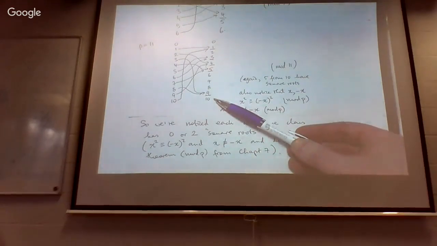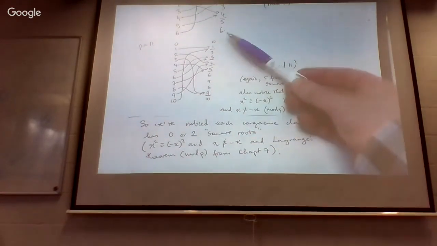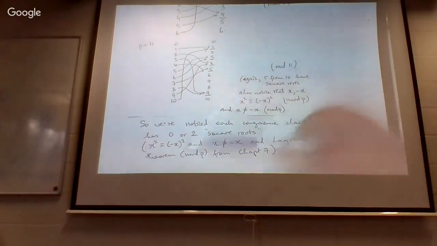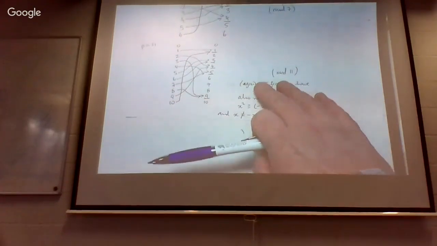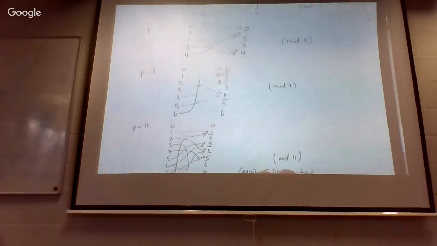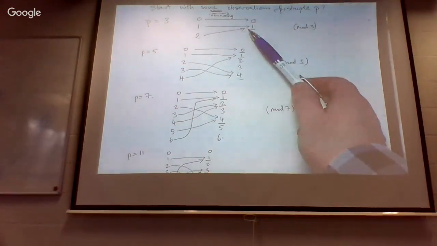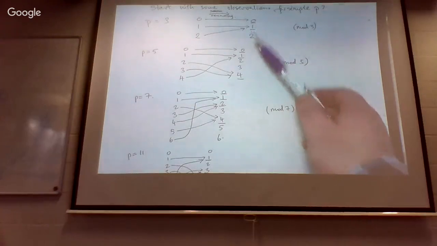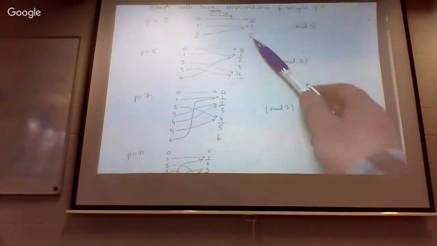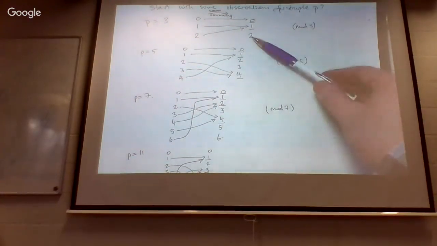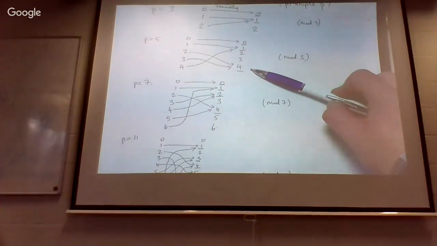10, which is minus 1, this is not a square root. 6, which is minus 1 mod 7, is not a square root. But then you see 4, which is minus 1 mod 5, it is a square root. And 2, which is minus 1 mod 3, is a square root. So sometimes minus 1 is not a square root, but there's at least one occasion where it is.